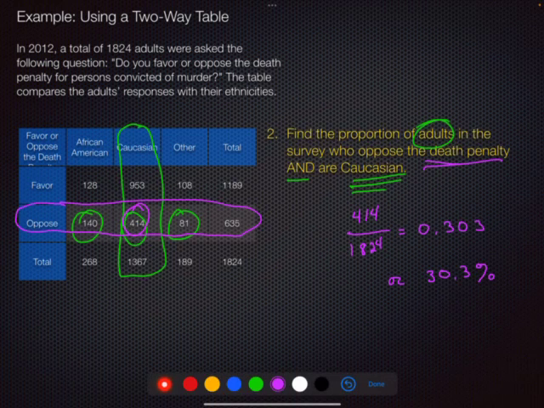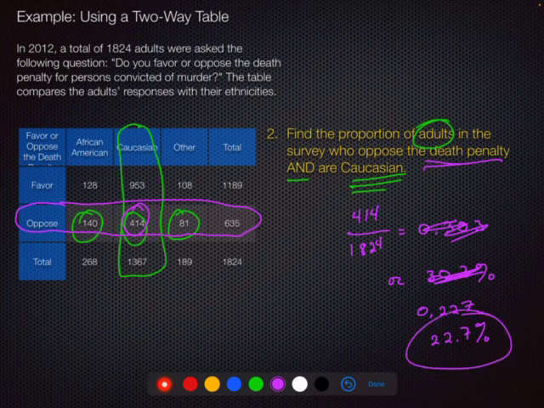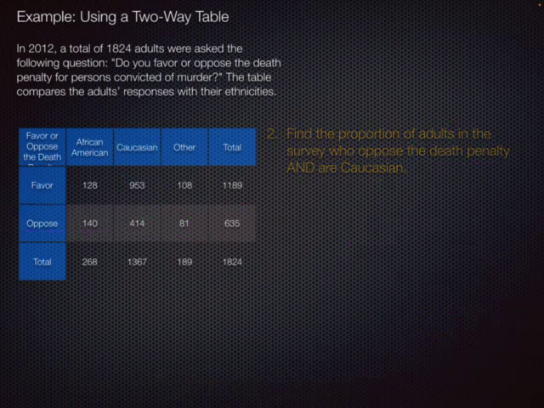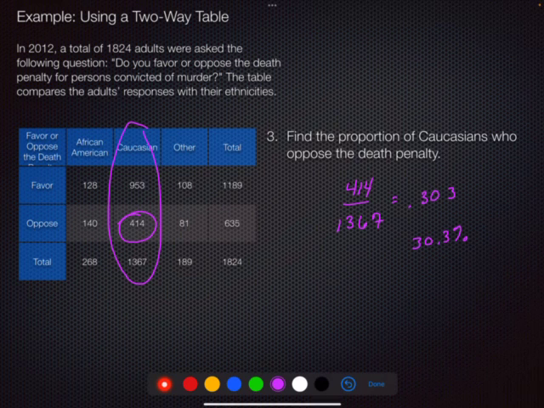What was my last one? Find the proportion of adults surveyed who opposed the death penalty and are Caucasian. That was 414 out of 1,824. Except that does not give you 30.3, it's 0.227 or 22.7%. There's my mistake. The next one was correct here. That is 30.3.